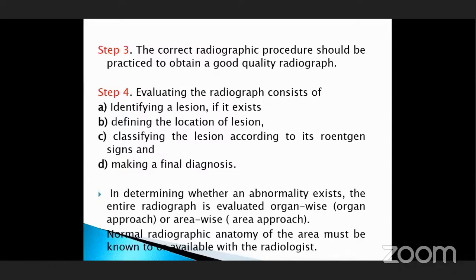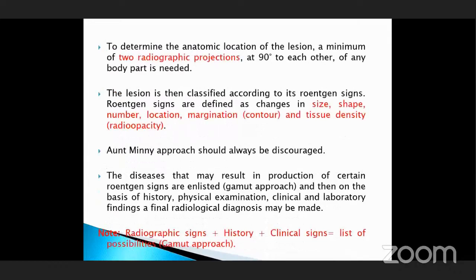Next is to determine the anatomical location of a lesion. A minimum of 2 orthogonal projections at 90-degree angle to each other of any body part is needed. Then the lesion is classified according to its Roentgen signs, which include size, shape, number, location, margination, and tissue density.